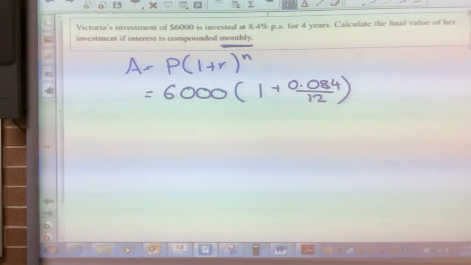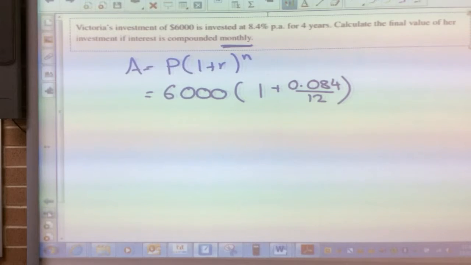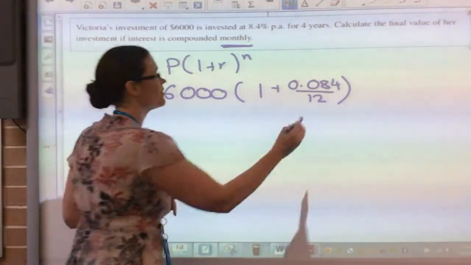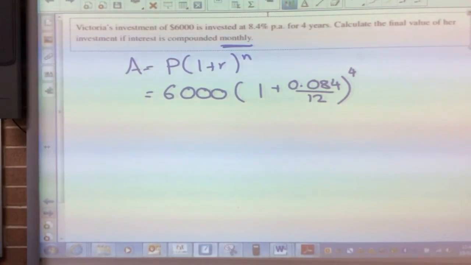So I tend to just write it like that. Is everyone happy with that? Yes. So that interest rate, I can't use a whole year's interest because it's only 1 month at a time. What about the N? The N is the number of periods. Still a 4? Or would it be 12? 48? Charlie's got it.